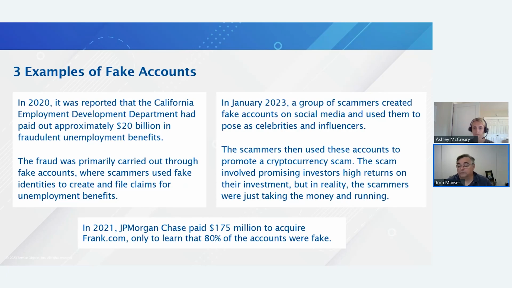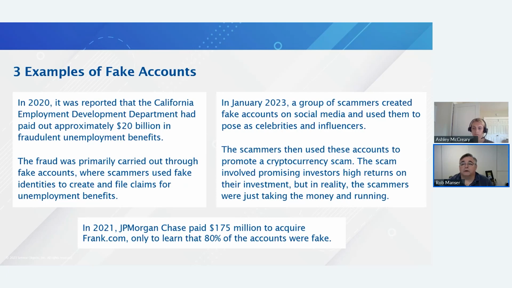Essentially, it was really targeted at the elderly and it was a very effective, and unfortunately effective, campaign. And then lastly, more of an internal one. The first two examples are sort of external, where the public is creating fake accounts. The last one is JP Morgan in 2021 bought a company called Frank.com. This has been in the news quite a bit lately because I think that's coming to trial.